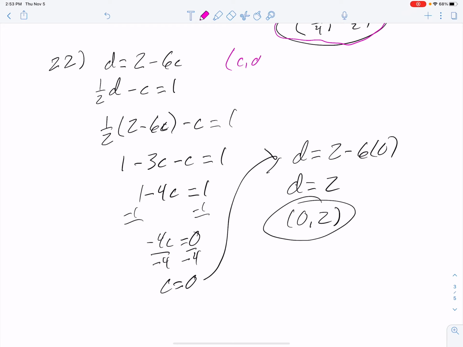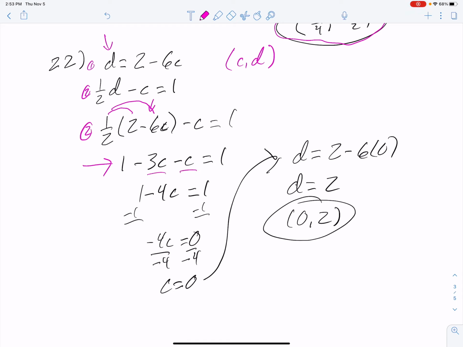Remember, ordered pairs are written in alphabetical order, so this final answer is going to be C, comma D. They really have set this one up perfectly for me to use substitution, so that's what I did. I took equation 2 and substituted in equation 1. Conveniently, when I distributed that 1/2, 2 times 1/2 is 1, -6 times 1/2 is -3, I was able to eliminate any of my fractions.